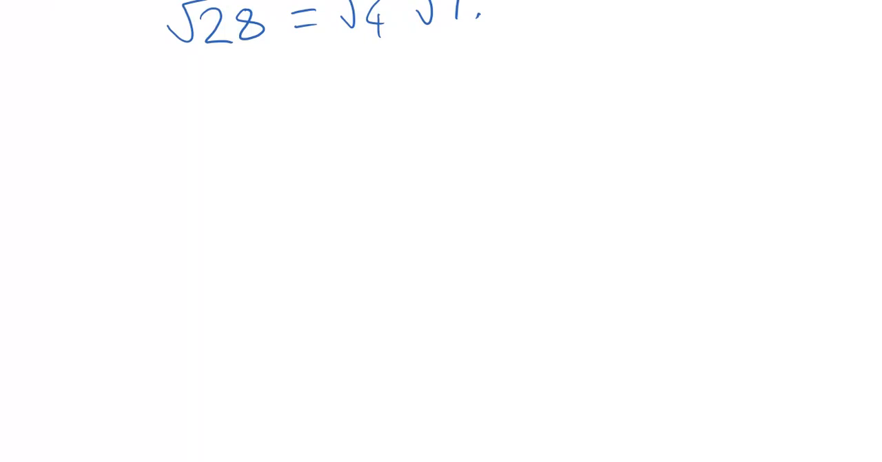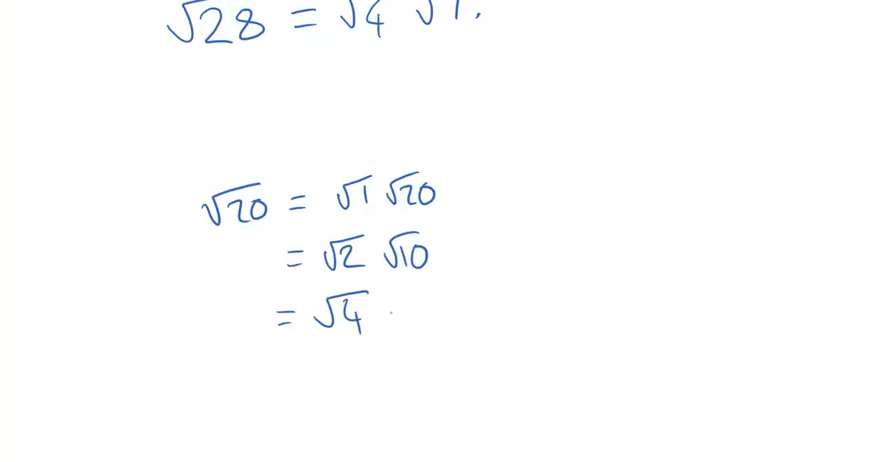Let's pick another one. What about the square root of 20? There are lots of ways of writing this. We could write it as the square root of 1 times the square root of 20, or the square root of 2 times the square root of 10, or the square root of 4 times the square root of 5. These are all correct mathematically. However, they're not always very useful, but they are correct.